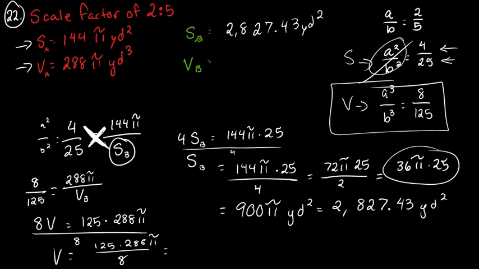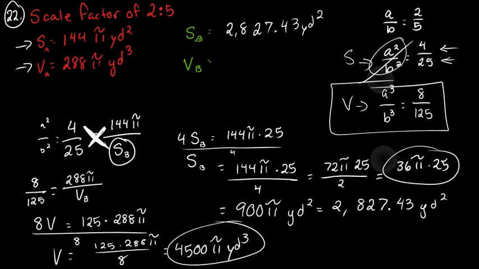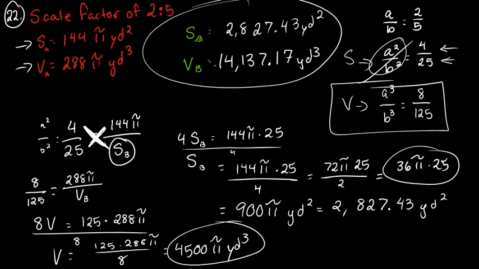And that would result in 4,500 pi. It is a volume, so this is yards cubed. And if you decide to go ahead and multiply through by the pi symbol, you would get 14,137.166, which would be 17 yards cubed. And that is how it sets up. So you need to figure out mainly, if we're talking about surface area, you need to use A squared over B squared, and if you're talking about volume, A cubed over B cubed, in order to set up that proportion and solve for the missing piece.